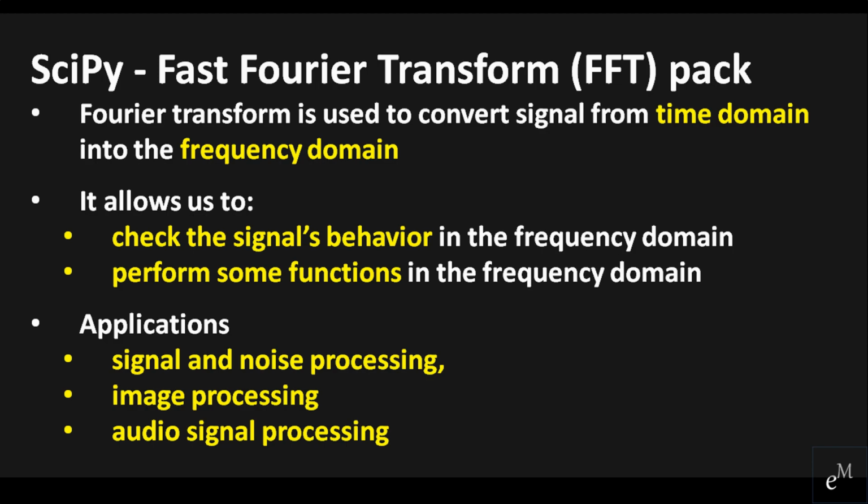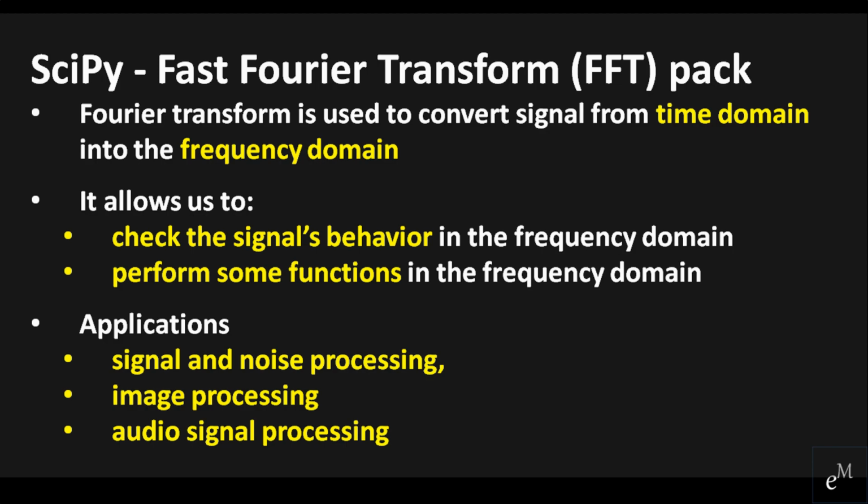Just a bit of background on the Fourier transform. It is used to convert a signal from the time domain into the frequency domain. By doing so, it does not only allow us to check the signal's behavior in the frequency domain, but also allows us to perform some functions, such as filtering, that would otherwise not be possible to perform in the time domain.